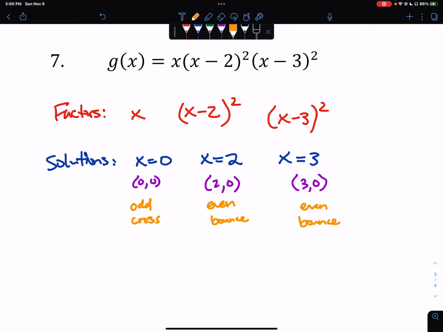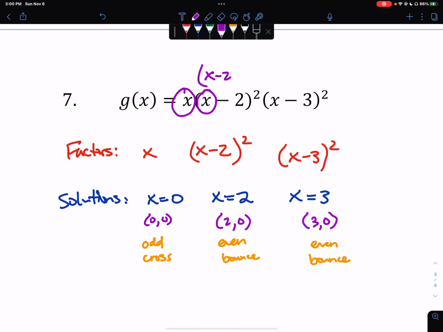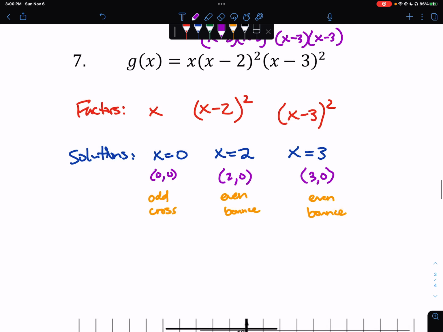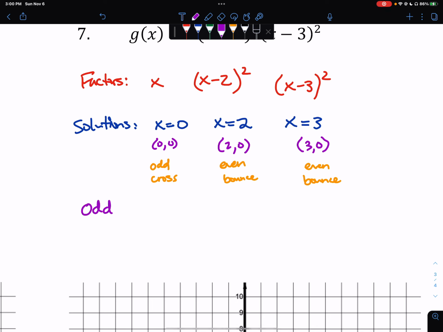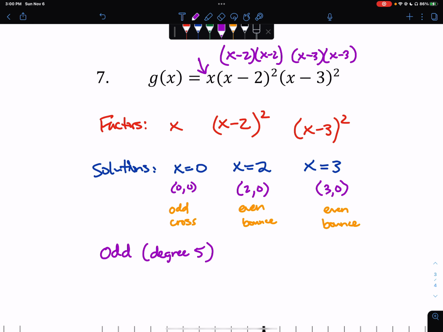And from there, we want to determine, is this odd or even? So 1, 2, and 3, because it's x minus 2, and then x minus 3, x minus 3. So if I go back, I'm going to recount these: 1, 2, 3, 4, and 5 total. So this would be odd because it's degree 5. And the leading coefficient is just a 1, so this would be a positive graph because a is 1.